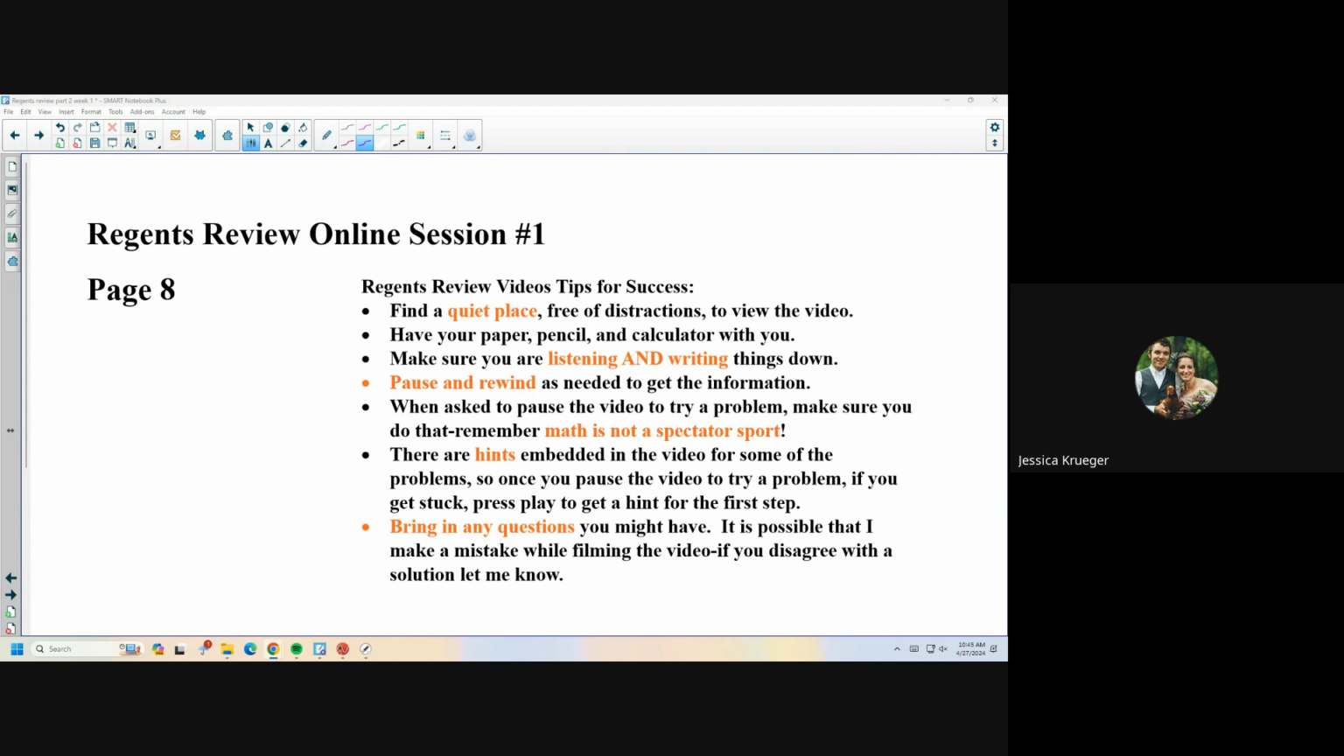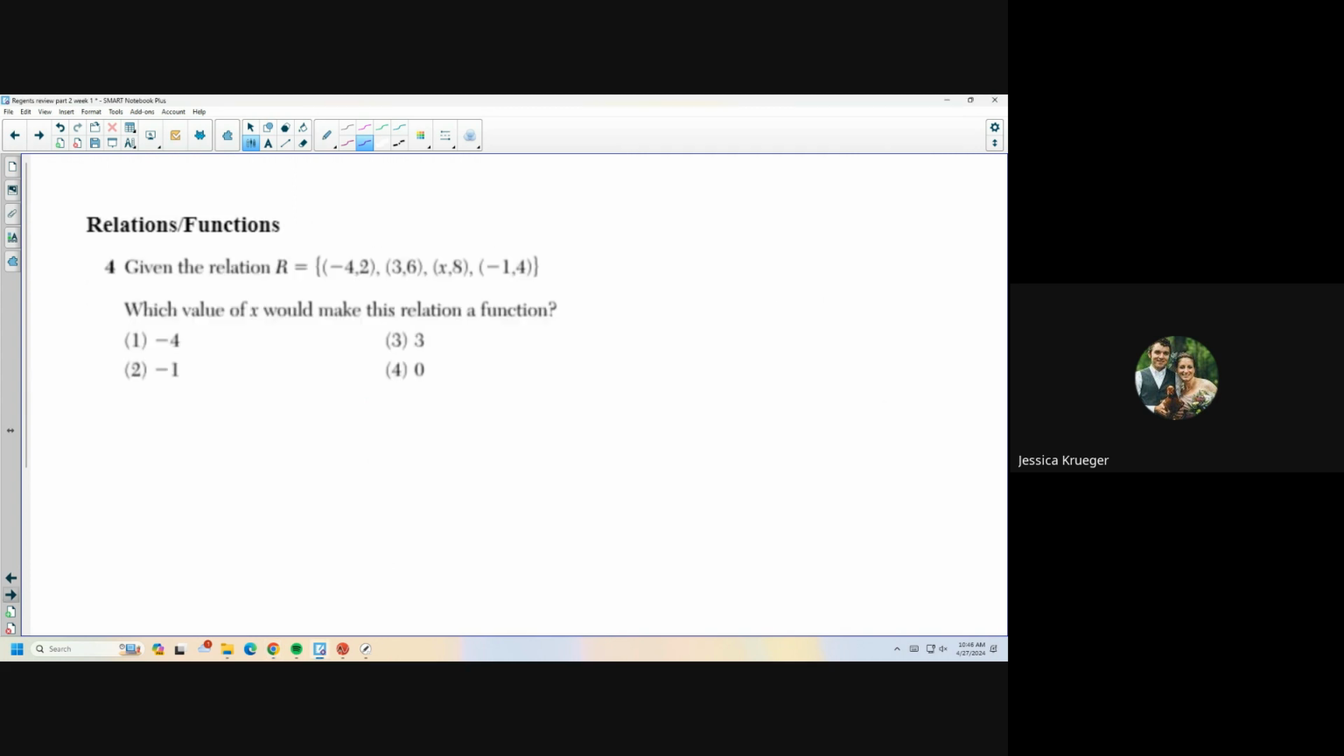When it asks you to pause to try a problem, please make sure you pause and try the problems. Don't just fast forward and copy down the solutions. That will not help you learn the material. There are hints embedded, so if you're looking at a problem and you're stuck, hit play and there may be a hint there to help you. And then bring in any questions you might have. If you think I made an error, it definitely happens.